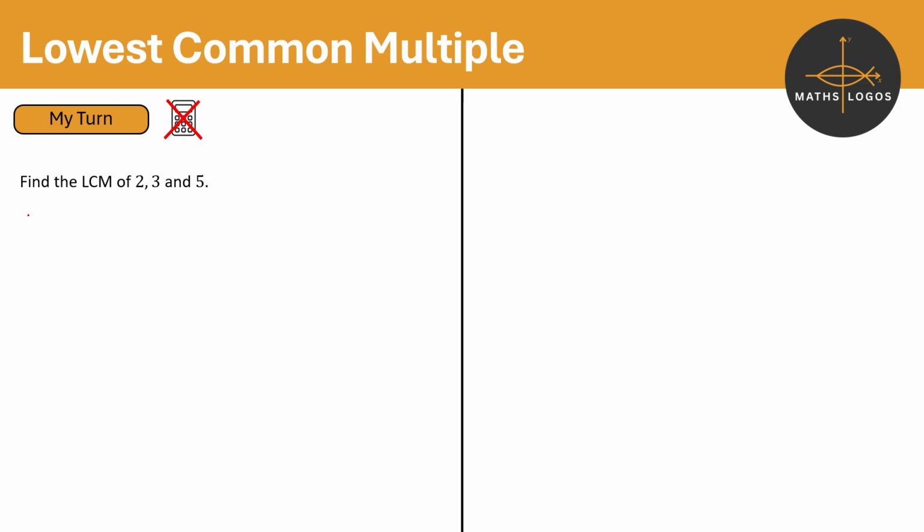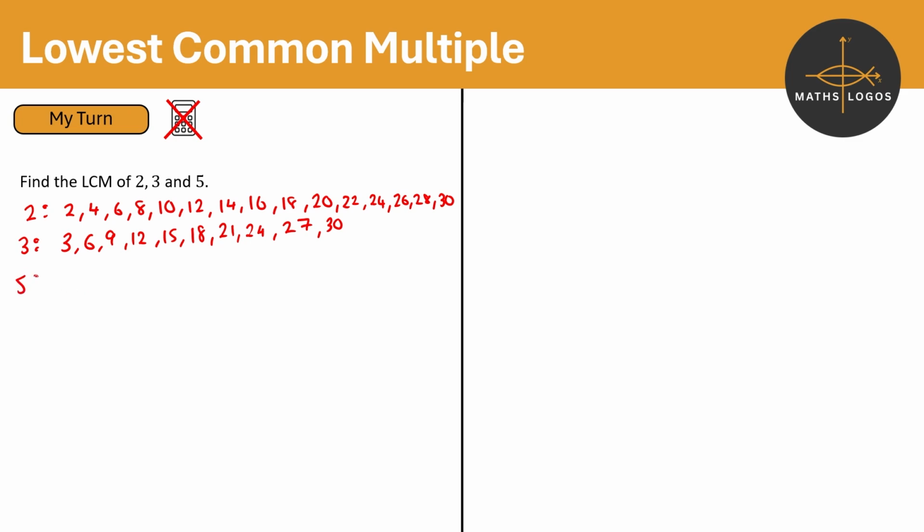So I'll start by listing out the multiples of 2. Give me a second to do that. Okay, so I've done that. And then I'll list out the multiples of 3. Give me a second to do that. And lastly, I'll do the multiples of 5: 10, 15, 20, 25, 30, and 35.